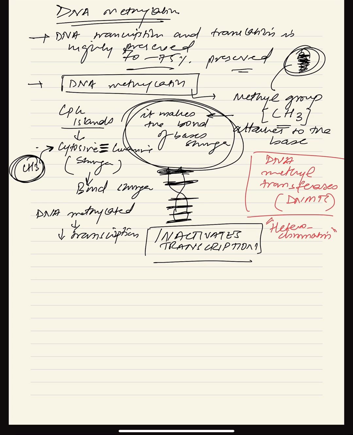It attracts histone deacetylation, which is also preserving the DNA, and these deacetylase enzymes are going to thus result in inactivation of the transcription and making the DNA more condensed and compact and preserved into a heterochromatin, basically. So this is one thing to remember.